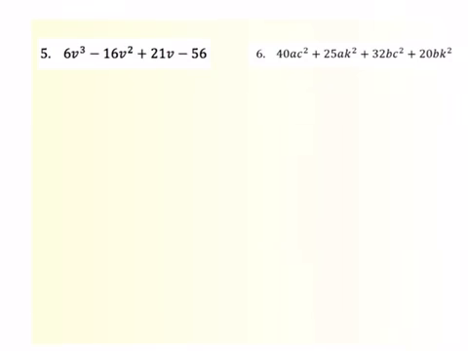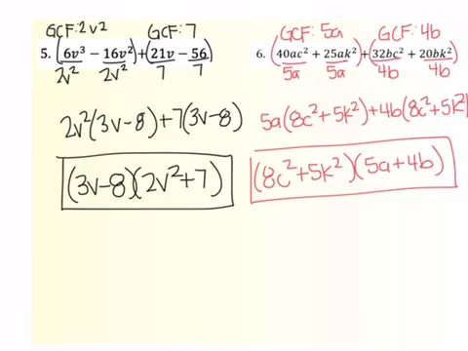So go ahead and try the last two examples on your own. Remember your steps that you're taking, and then make sure that you're really careful about what variables they have in common. Pause the video, try and come back and check your work. So for number 5, I got 3v minus 8 times 2v squared plus 7. And then number 6, I got 8c squared plus 5k squared times 5a plus 4b.